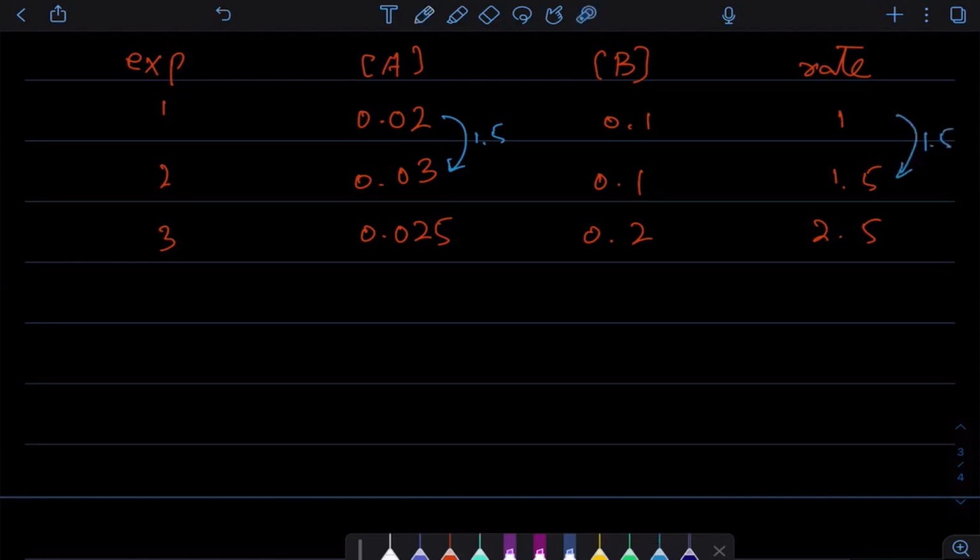All you need to do is simply take the ratio. This over this, this over this. That's all. So this is clearly showing that the rate is first order with respect to A. Okay. Now let's look at B.